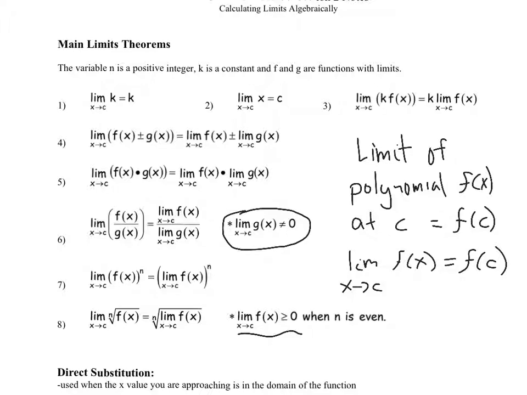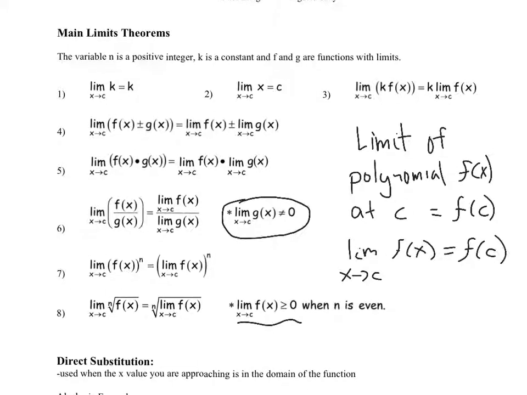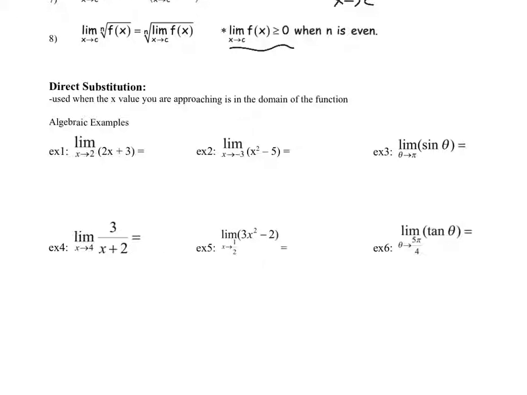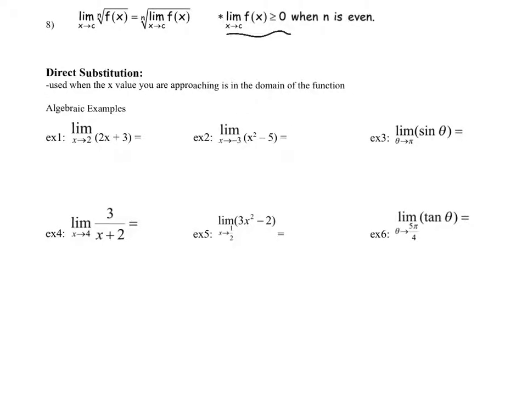So we call this direct substitution. As long as c is in the domain, we really don't have a problem. When c is not in the domain, that's where we start having issues. But since polynomials have infinite domains, we don't have to worry about that. So we use direct substitution when we're just plugging values in to find their limits.